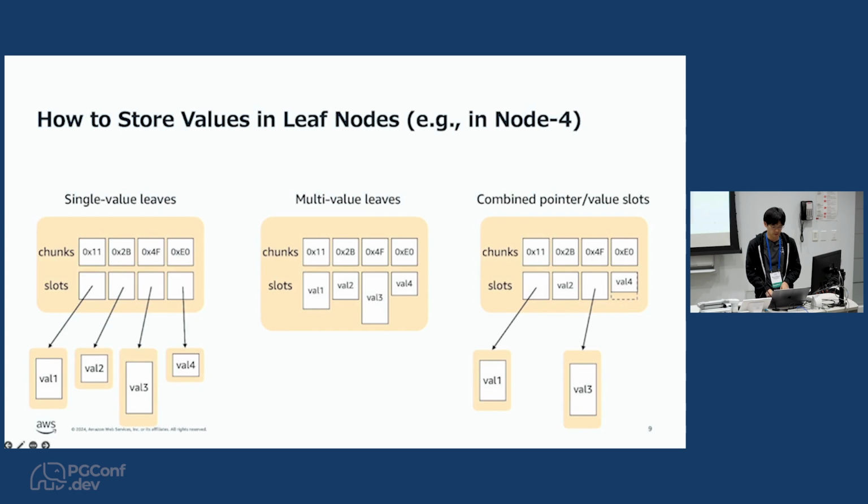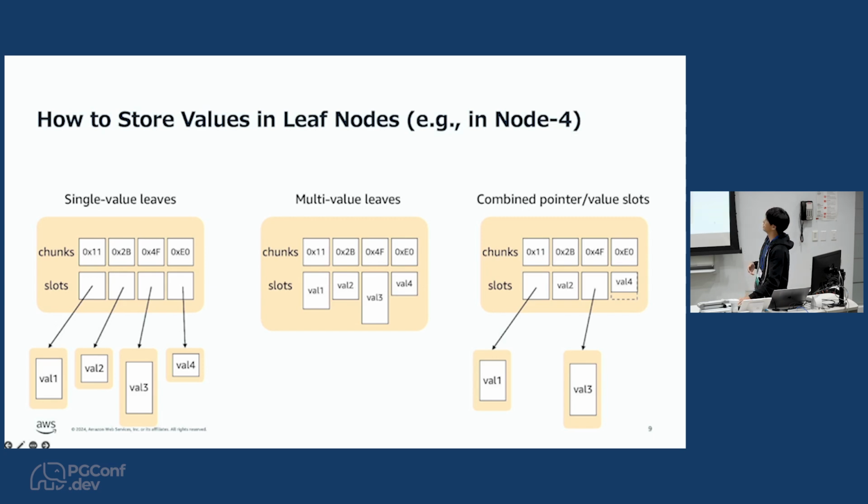The leftmost approach is single-value leaves. In this example, I used node 4. The orange box represents a leaf node. Because it's node 4, we have 4 key chunks and 4 child pointers. In this approach, we allocate an extra leaf node to store the value, and we store the pointer to it in the slots. This is a very generic approach, and it can support variable-length values. But it requires one extra pointer traversal from the leaf to the extra leaf node.